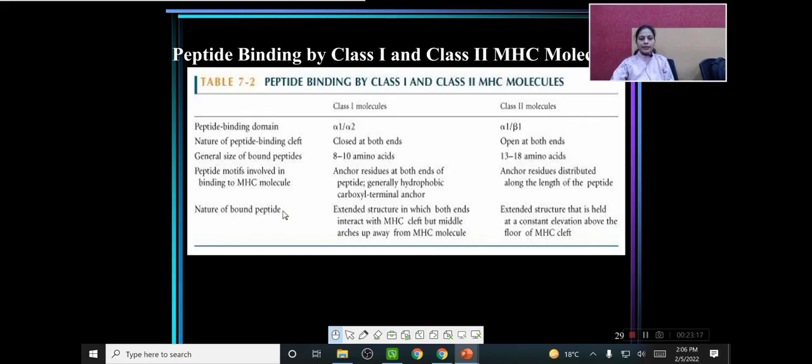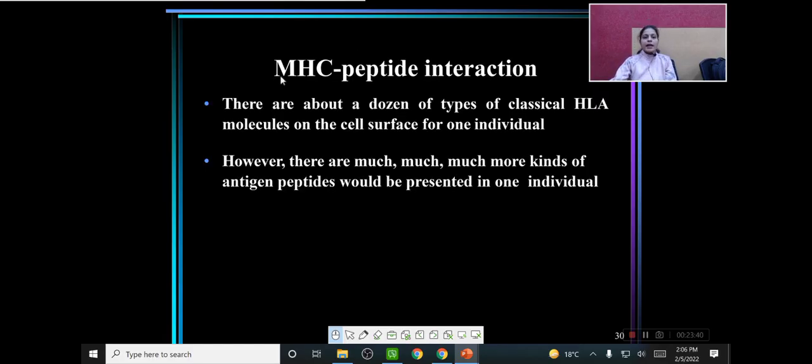Nature of the bound peptide: in class 1, an extended structure in which both ends interact with the MHC cleft, but the middle arc is up, away from the MHC molecule. Whereas in class 2 molecules, it is an extended structure that is held at a constant elevation above the floor of the MHC cleft.